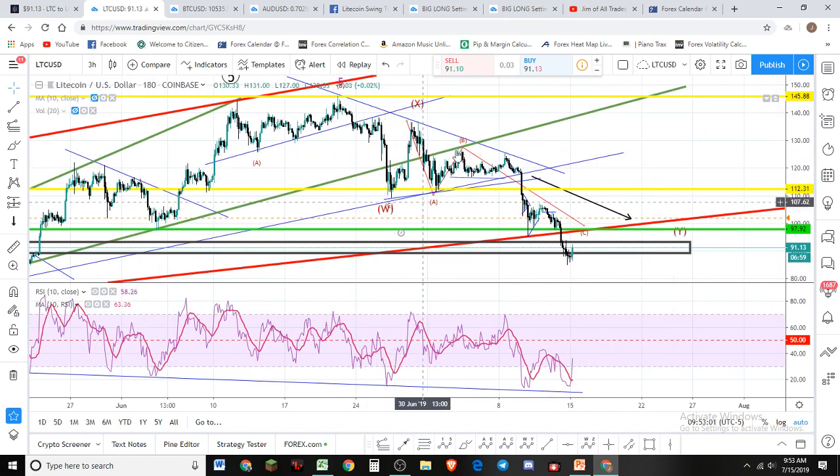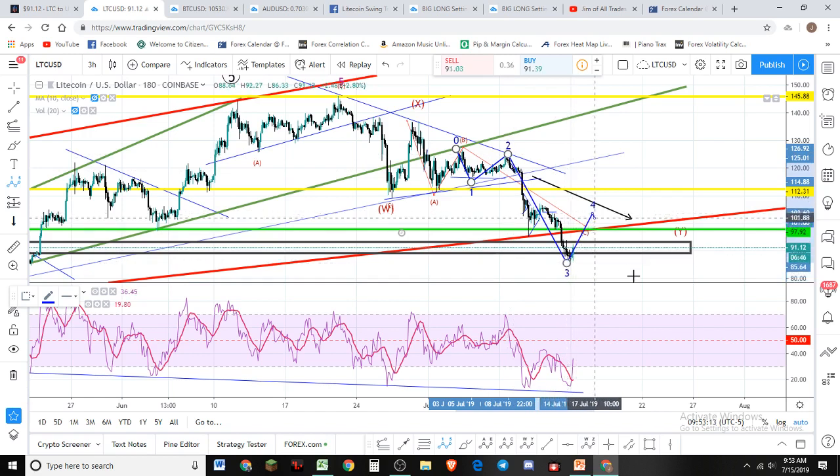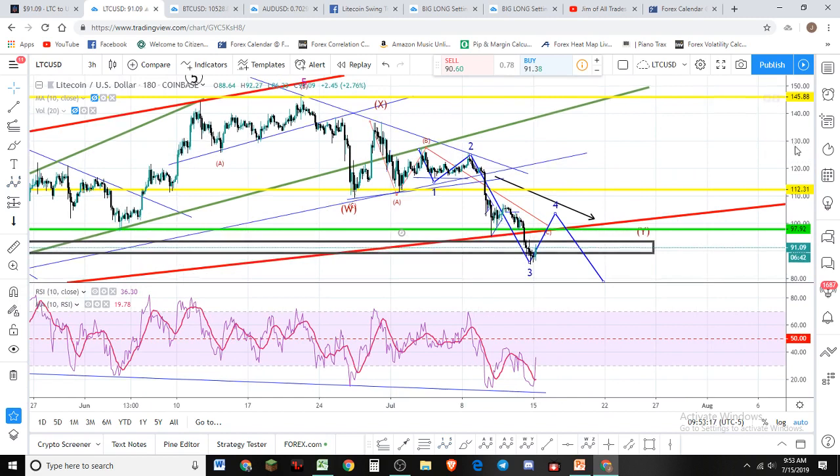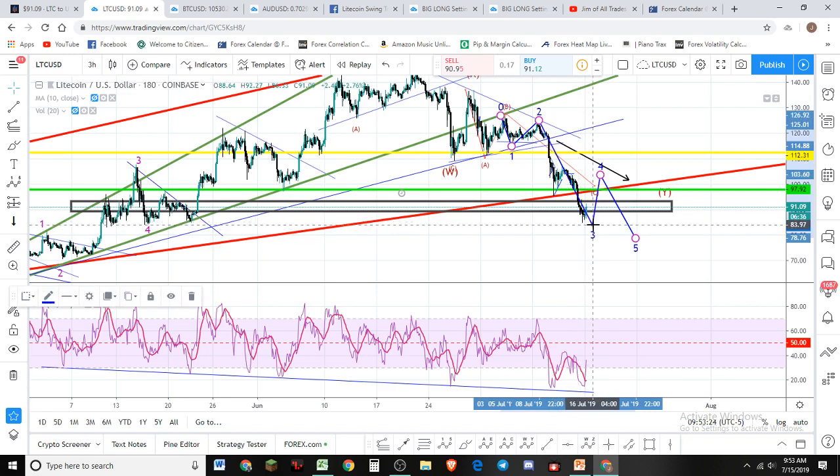So this is an A. This is a B. Now we got five. We need to have five waves coming down. What I'm seeing here for this five waves coming down is one, two. All this is three. Going to come up for four, going to continue down for five. That's an awful deep correction, but that's kind of what I'm seeing.